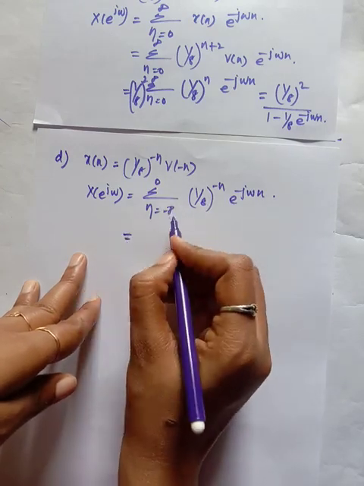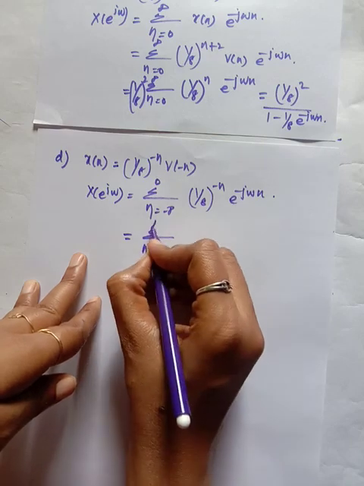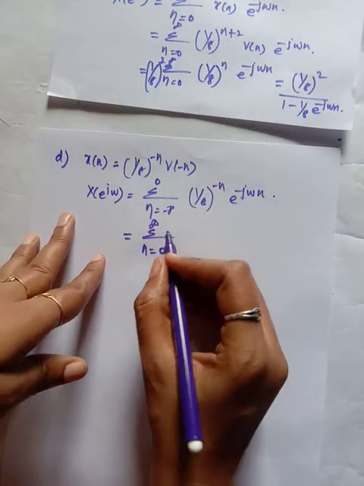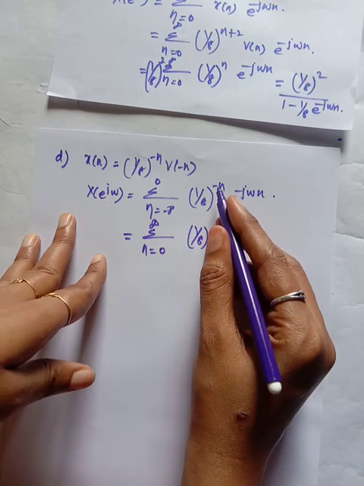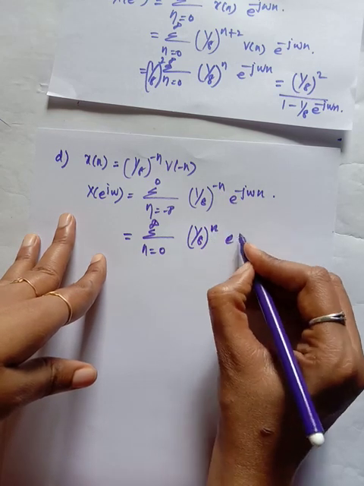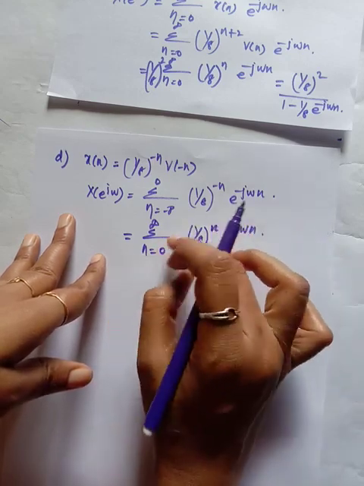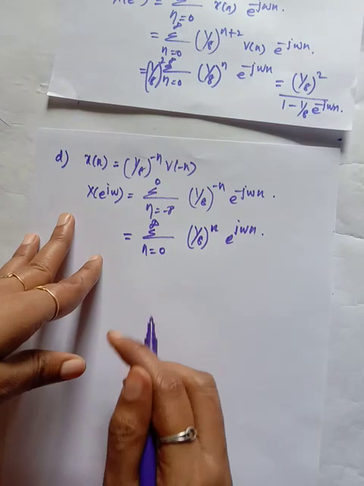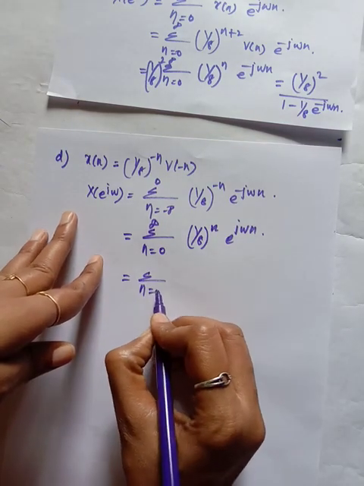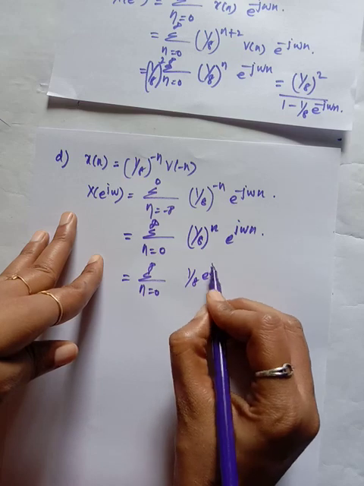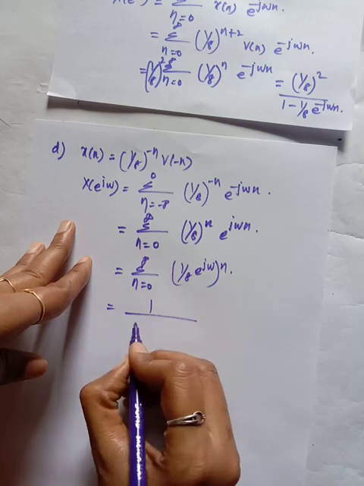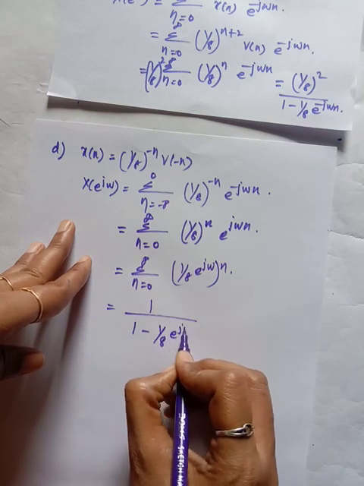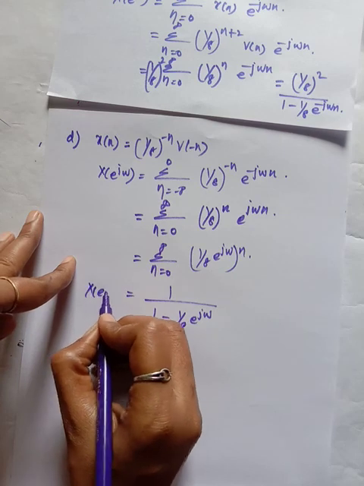Now you can also change this summation so that n is equal to 0 to infinity, in order to apply this formula. So I am going to change this. If I change, I have to change the sign for this n here, so it will become n, so that both are equal terms. So summation n is equal to 0 to infinity of (1/8 e to the power j omega) to the power n. Now I can apply the formula. So here it is 1 by 1 minus 1/8 e to the power j omega. So this is the result for this problem.